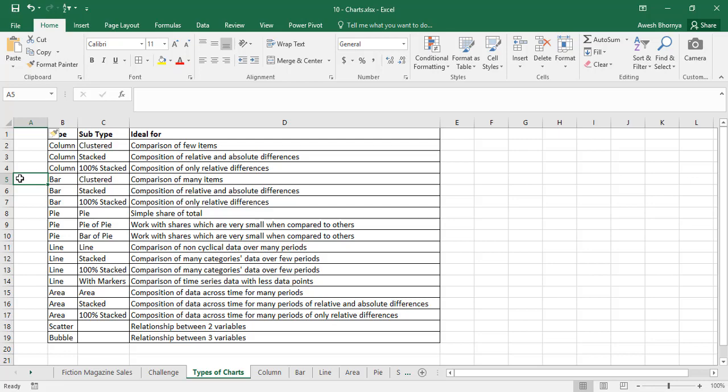Now 100% stacked column and 100% stacked bar charts are used when you are comparing only relative differences. In this case, you are not looking at the values, you are looking only at the percentages, and they are always stacked 100%.